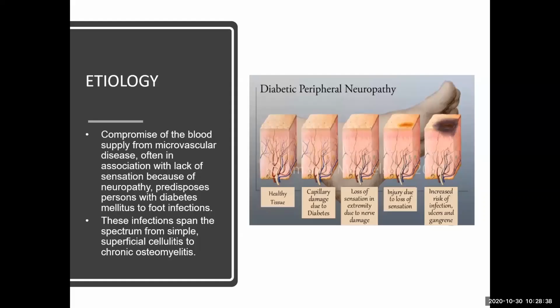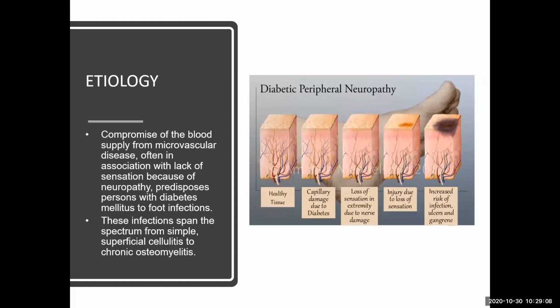The etiology of diabetic foot, of course, we mentioned in brief in the previous presentation. Number one, diabetic peripheral neuropathy. Diabetic peripheral neuropathy is very famous to be a cause of diabetic foot. The blood supply will be affected at the level of the microvascular supply, which is called the microangiopathy or microvascular disease.